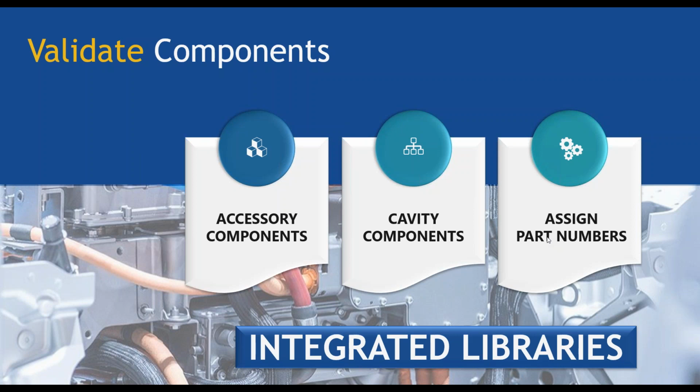Like accessory components, there usually is more than one option for cavity components. With Capital, you can associate each of these to the appropriate connector. For example, for terminals, based on the wire specification, the system will select the correct terminal. If there are multiple terminals that meet the wire spec, a priority hierarchy can be assigned.